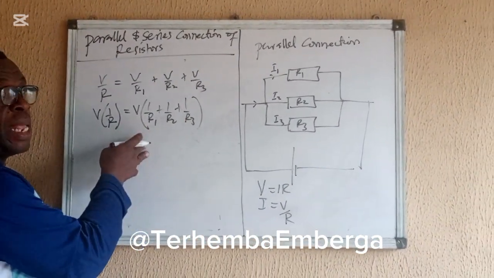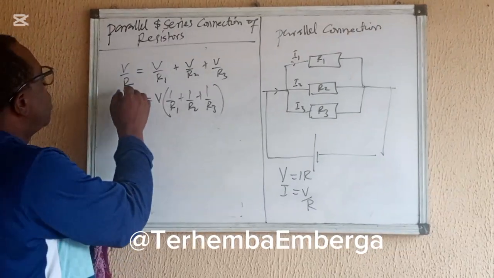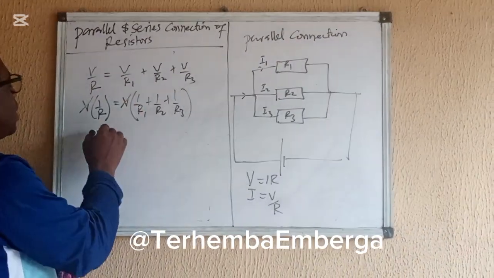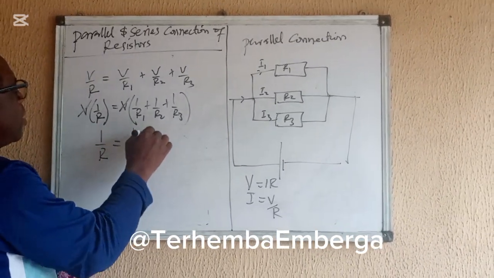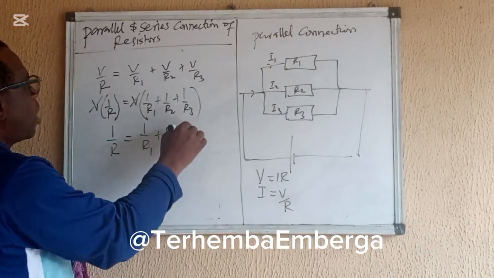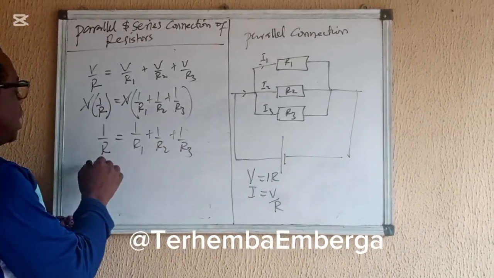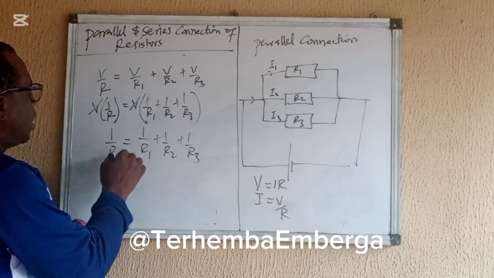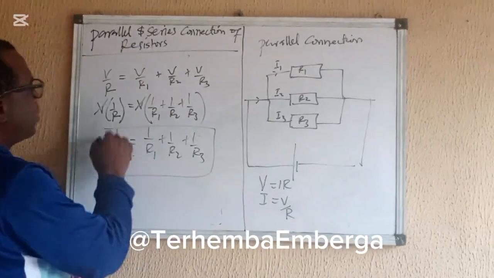So like I said earlier, this is the left-hand side, this is the right-hand side, and V is common. So we can easily cancel them. I'll say 1 all over R is equal to 1 over R1 plus 1 over R2 plus 1 all over R3. So this is the formula to calculate the equivalent resistance when they are connected in parallel.